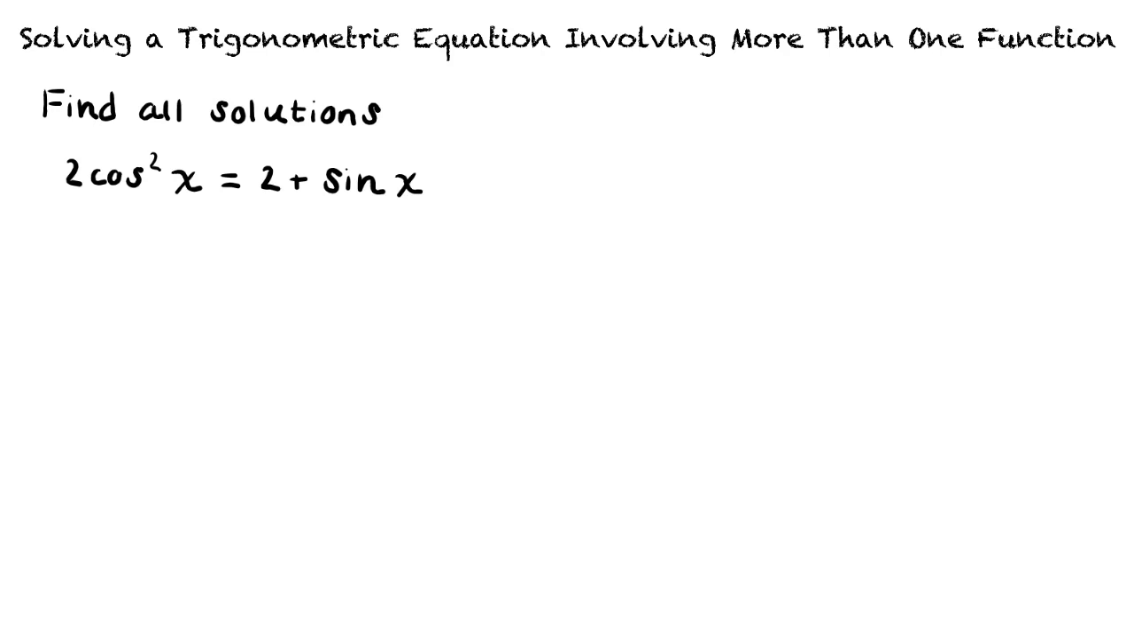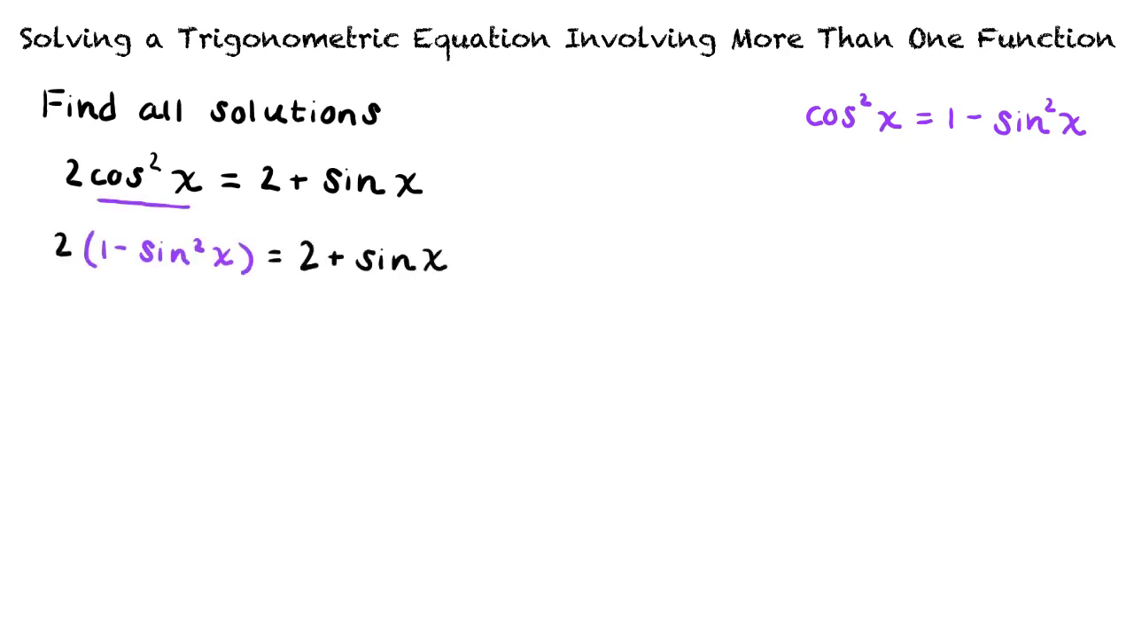This can be done by using the Pythagorean identity, cosine squared of x equals 1 minus the sine squared of x. With an understanding of this identity, we can rewrite the equation to be 2 times 1 minus sine squared of x equals 2 plus sine of x. This simplifies to 2 minus 2 times sine squared of x equals 2 plus sine of x.